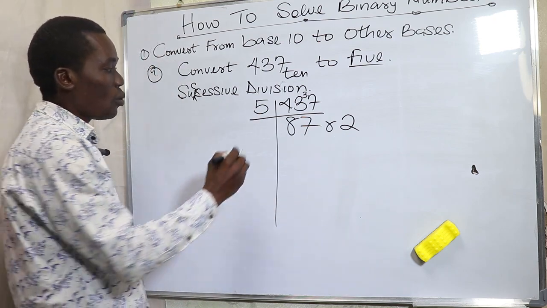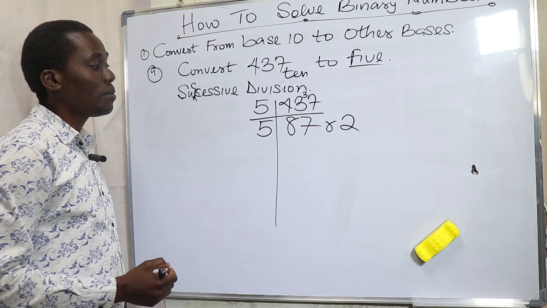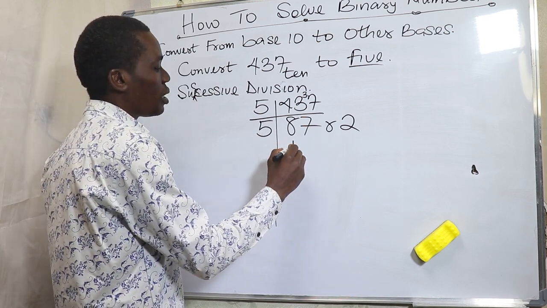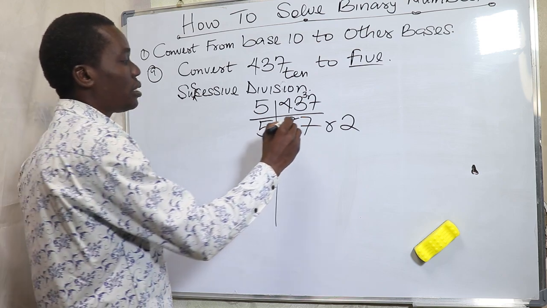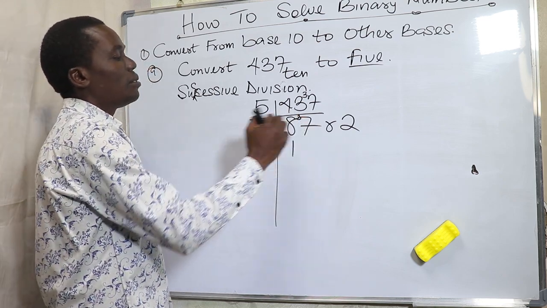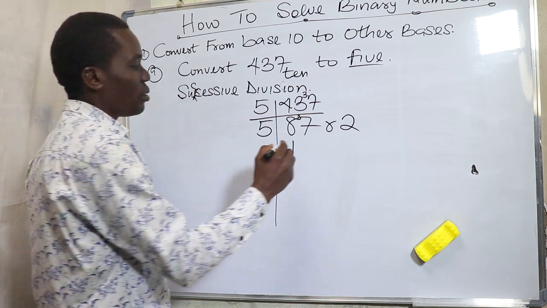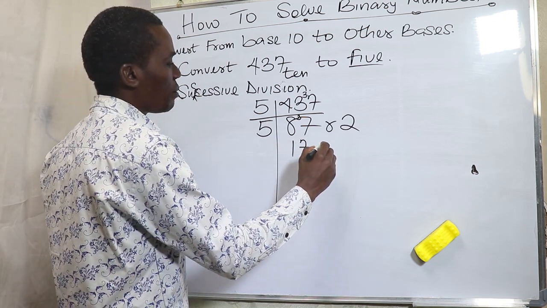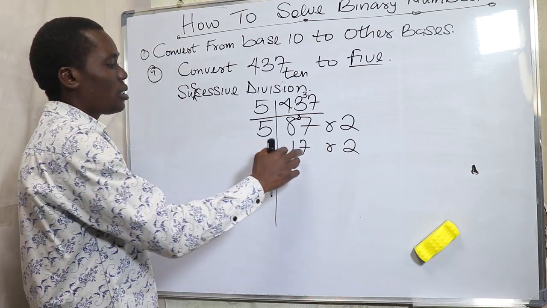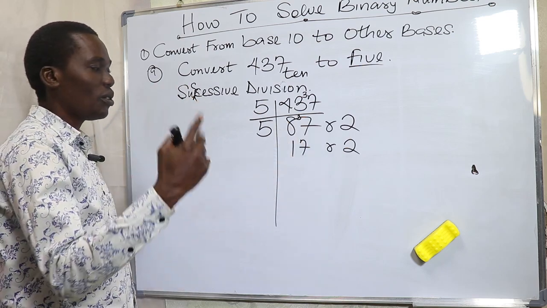Good. Now we'll go again with 5. 17 divided by 5 is going to give me 3, because 5 times 3 is 15. 17 minus 15 is going to give us 2 remaining, right? Good.